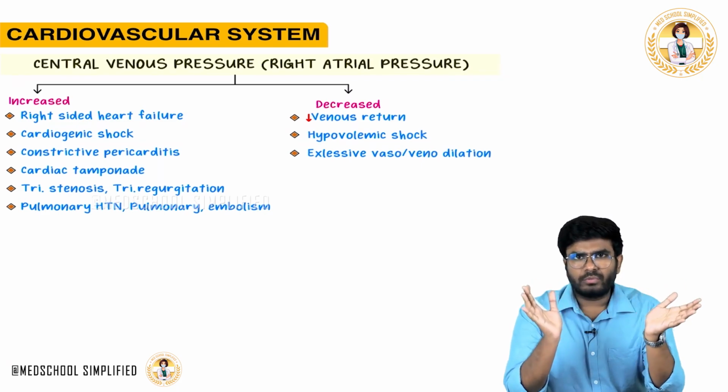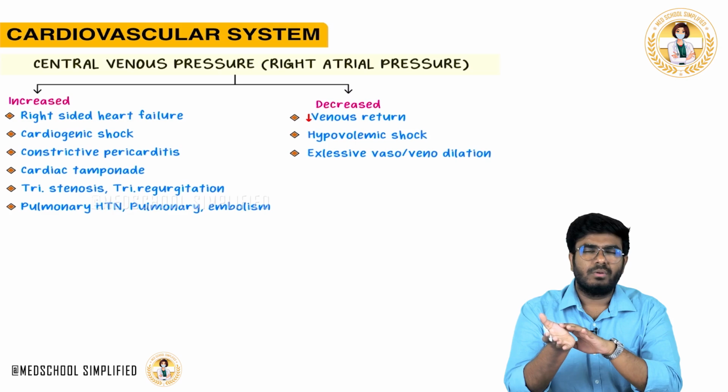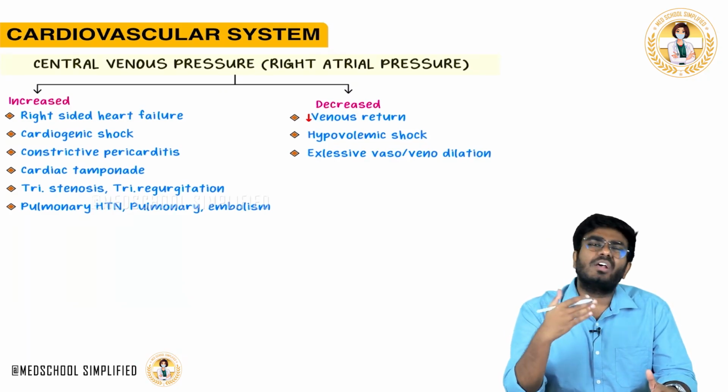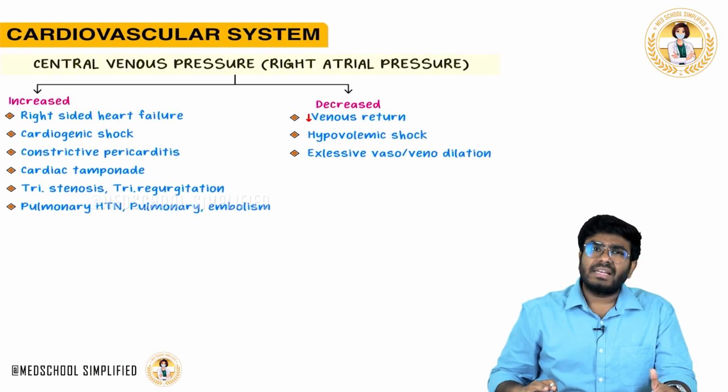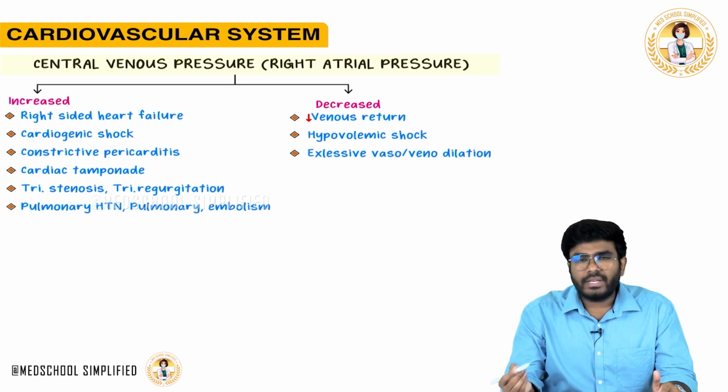Just trust me, try to understand like this. The central venous pressure is nothing but the right atrial pressure. In the right atria, the pressure is almost zero. Now let's see in which conditions the central venous pressure is going to increase and in which it is going to decrease.